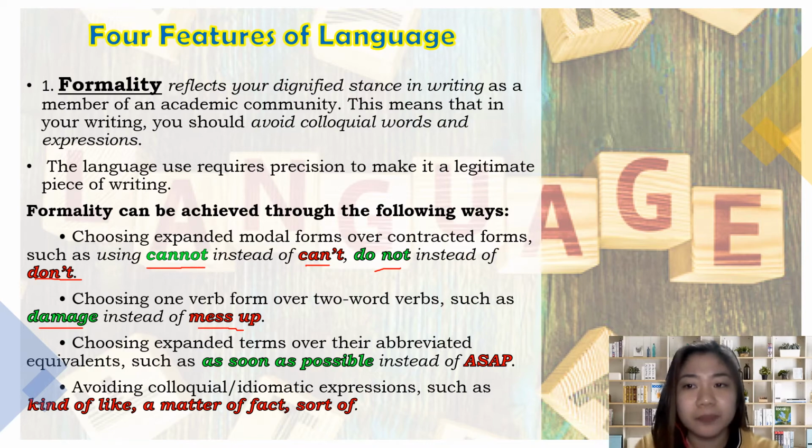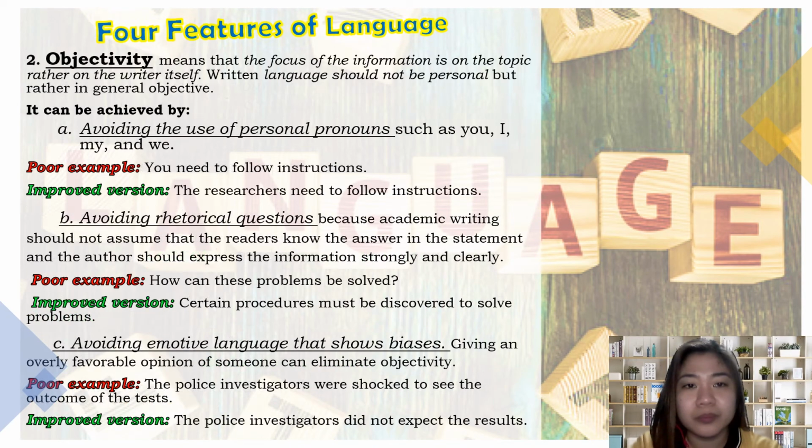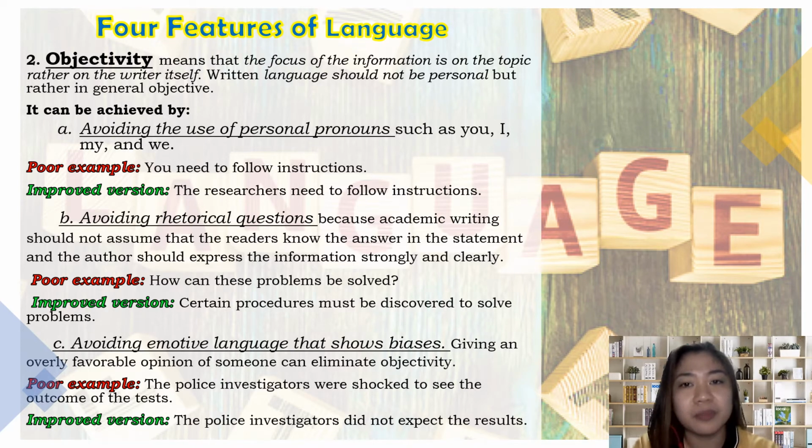Next, we have objectivity. Objectivity means that the focus of the information is on the topic rather than the writer itself. Therefore, the language should not be personal, but rather general and objective. Objectivity can be achieved by, letter A, avoiding the use of personal pronouns such as you, I, my, and we. Here are some examples.